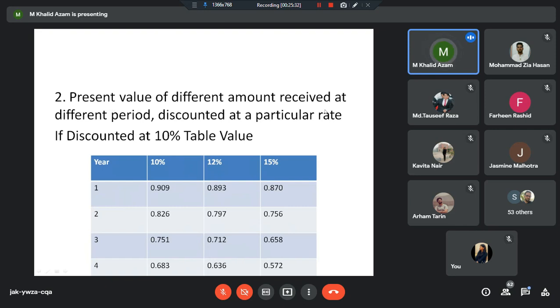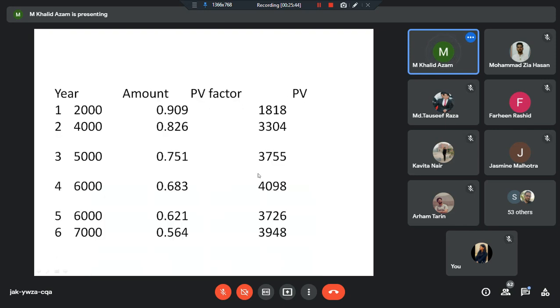Present value of different amounts received at different periods, discounted at a particular rate. If the discount rate is 10%, this is the same, there is nothing new. Now see here, please take care about this table. This is the amount. So this is 1 year, 2 years, 3, 4, 5, 6. You are getting at the end of the year. So you are getting 2000 rupees. You are going to discount at 10% rate.